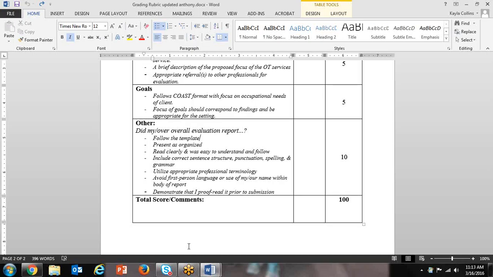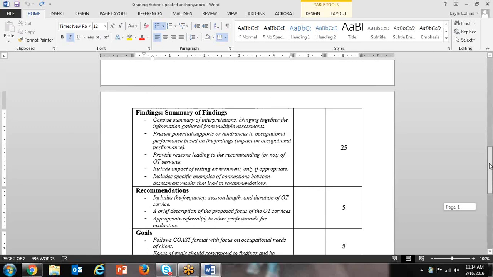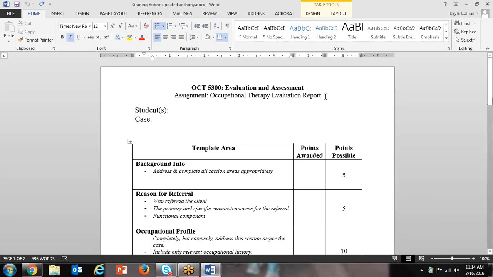Use appropriate professional terminology. There should be no I in your report. You should never say, I think. It should be written in third-person language, and make sure that it demonstrates that you have proofread. Okay, so that's everything for the narrative submission for Anthony. Let me know if you have any questions.